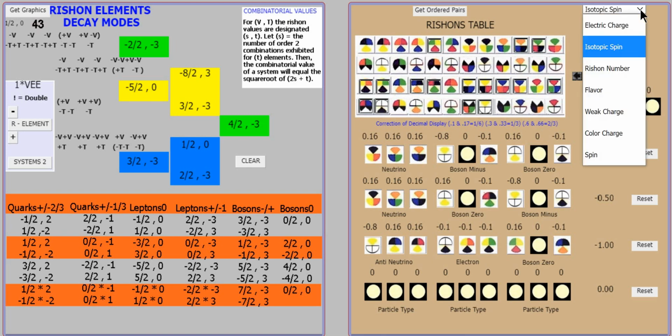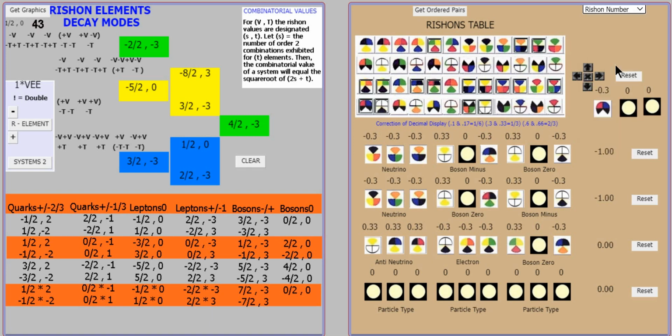Now, let's look at Rishon number. Rishon number, as stated previously, supersedes lepton number, and we'll see that for the bosons, the Rishon number is always 0, but we have a Rishon number on the antineutrino and the electron of -1 and +1, which creates a total Rishon number of 0.